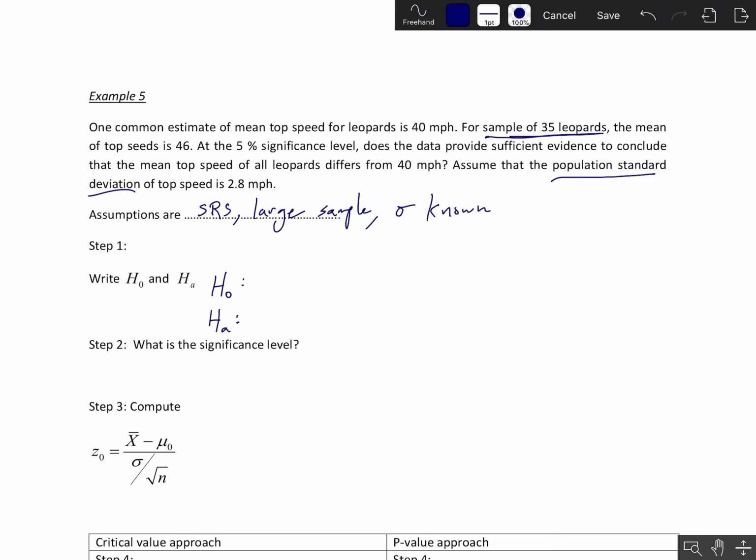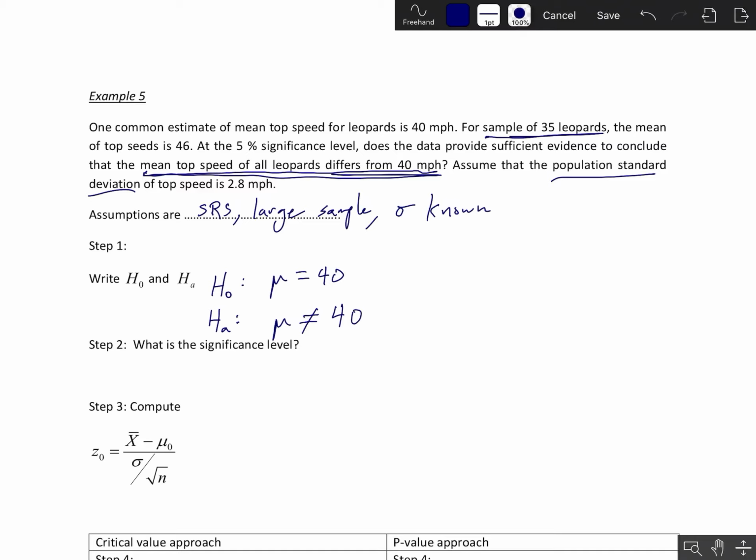Okay, so let's think about what the null and alternative hypotheses should be. The null hypothesis is going to be the one that represents equality, and what we're doing here is we're comparing the mean speed with this 40 miles per hour, which is the estimate. So the null hypothesis would just be that the mean speed is actually 40. But notice the alternative hypothesis that's stated is we want to conclude that the mean speed differs from 40. Not that it's strictly larger or strictly smaller, we just want to say that it's different from 40. So that would look like this.